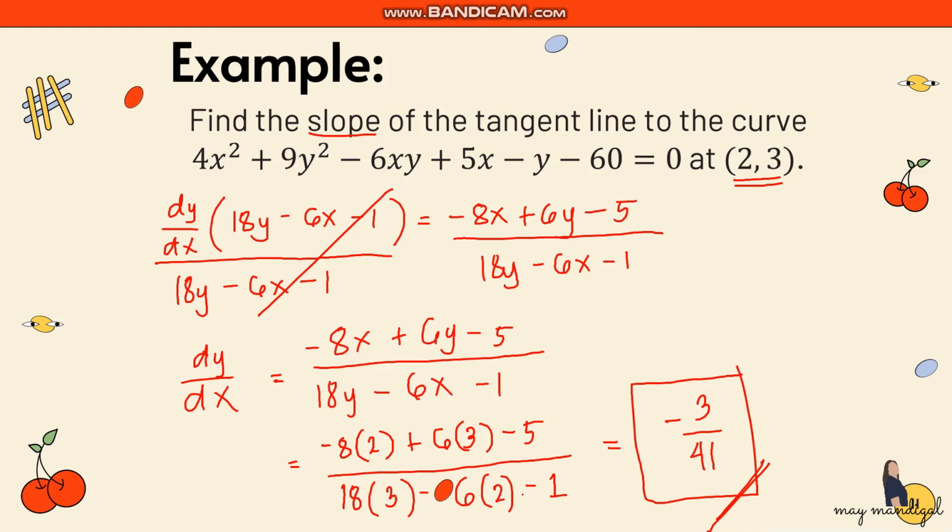Okay, there. So remember, if you want to get the slope of a tangent line to a certain curve, you just have to get the derivative first and then evaluate. So that's it for today. I hope you learned something about implicit differentiation, also how to determine an implicit function, and see you next time.